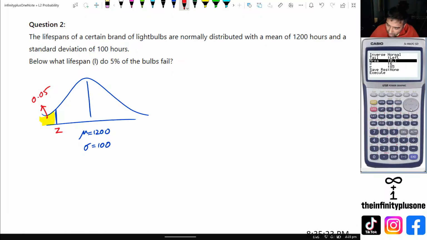We've got an area of 0.05. Standard deviation is going to be 100, and the mean is 1,200. So click this, and what I've got here is 1,035.51 hours. So that's the actual answer for this question.